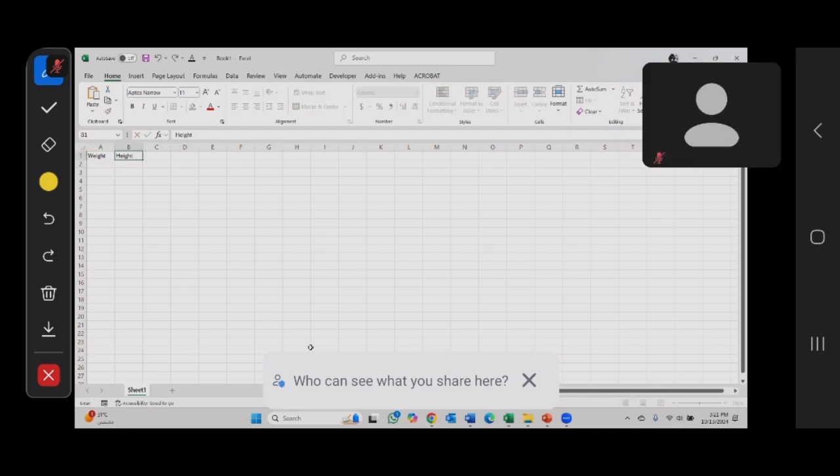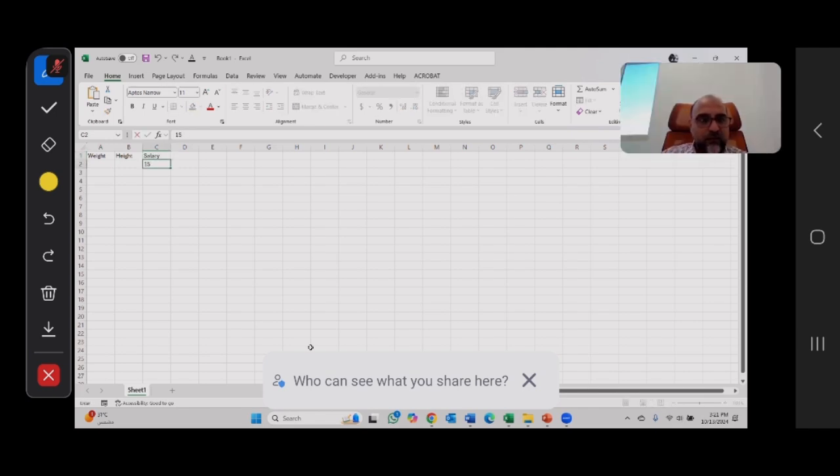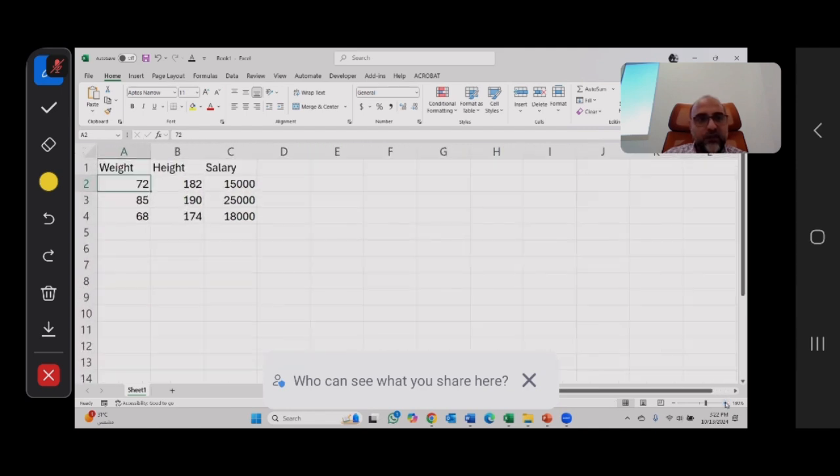Height, salary. 15,000, 25,000, 18,000. Three people. Height 182, 190, 174, and the weight is 72, 85, and 68. At least can you see the difference in scale?